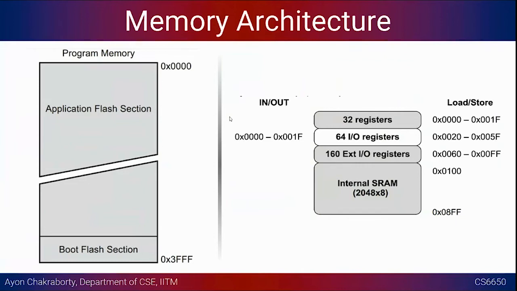So, about details of the memory architecture. The application flash section is there from 0000 to a certain portion, and the rest is taken by the bootloader code. In all, we are putting it as FFF, and then there is a 3. So can somebody tell me what is the size of the program counter in order to parse through this set of addresses? It ends at 3FFF. What is the size of the program counter?